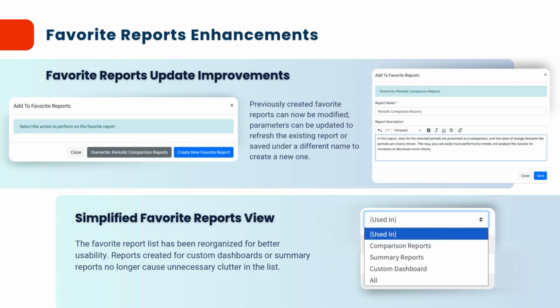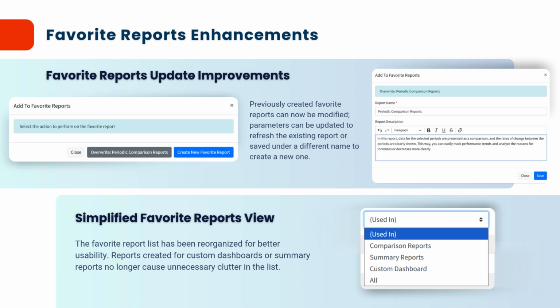With version 5.0 of Communication Suite, favorite reports are now much more flexible. You can update the parameters of an existing saved report to refresh it instantly, or use it as a base to create a new report under a different name. This way, instead of starting from scratch every time, you can easily adjust existing reports, save valuable time, and work more efficiently.